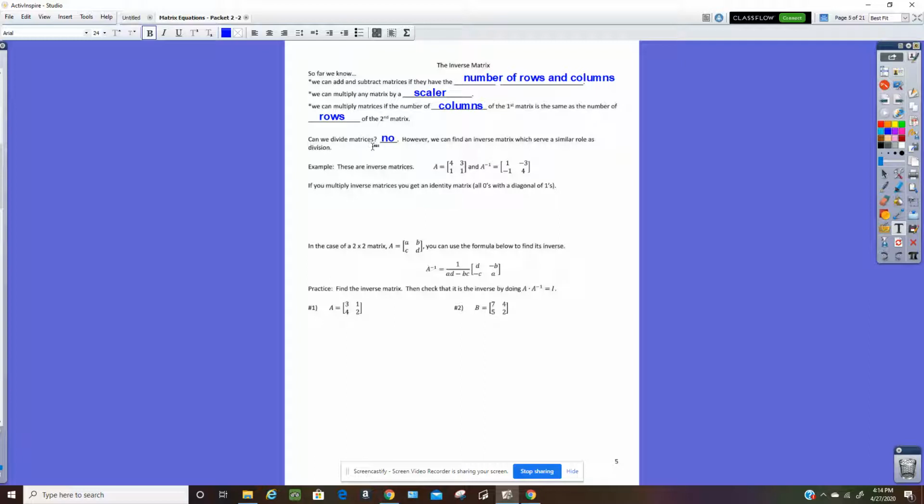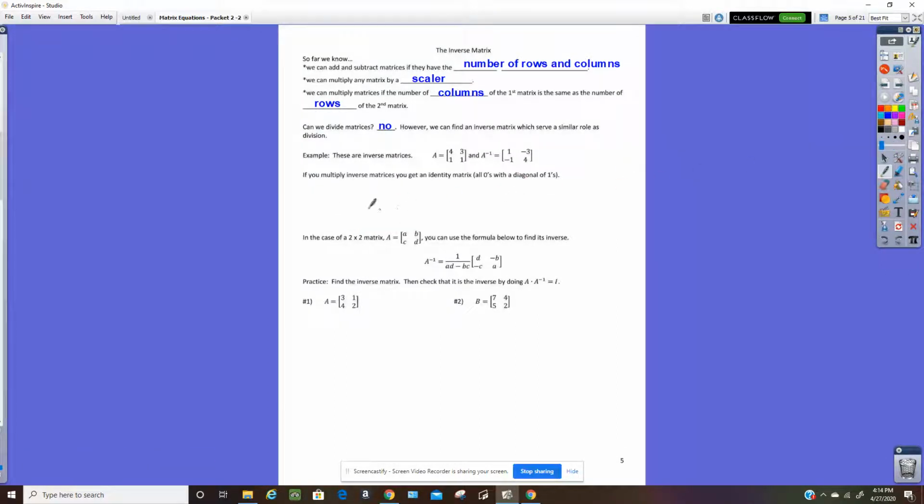Can we divide matrices? The answer is no. However, we can find an inverse matrix which serves a similar role as division. These are inverse matrices. Here's A and here's A inverse. If you multiply inverse matrices, you get an identity matrix, all zeros with diagonals of 1. So let's see what happens if we multiply these together here.